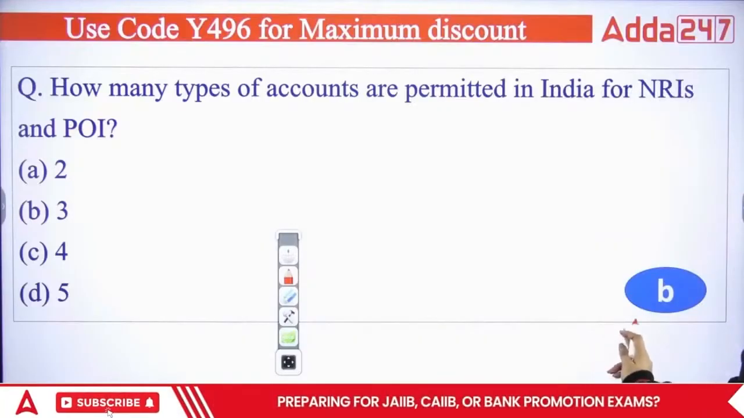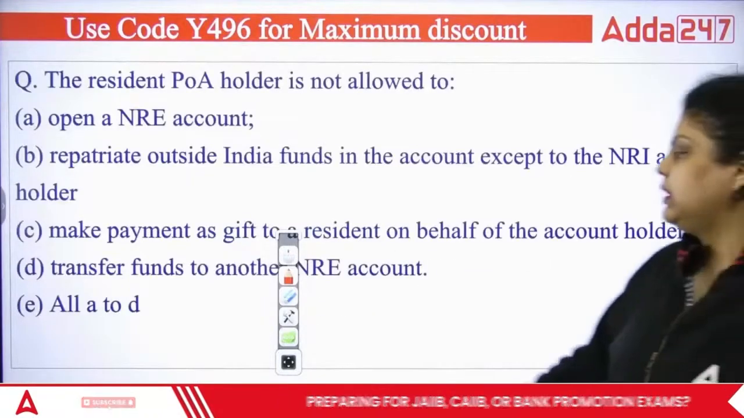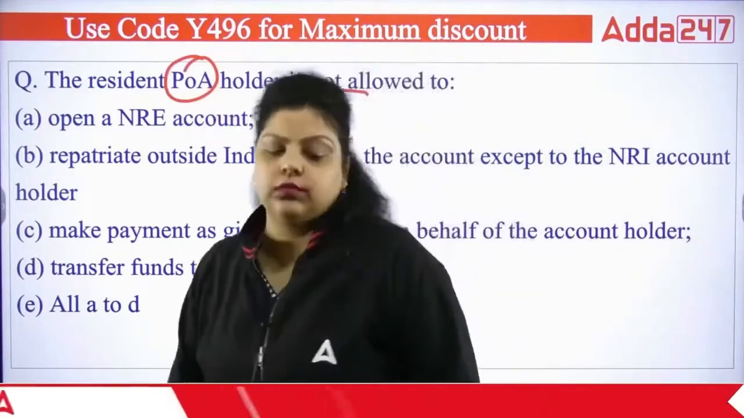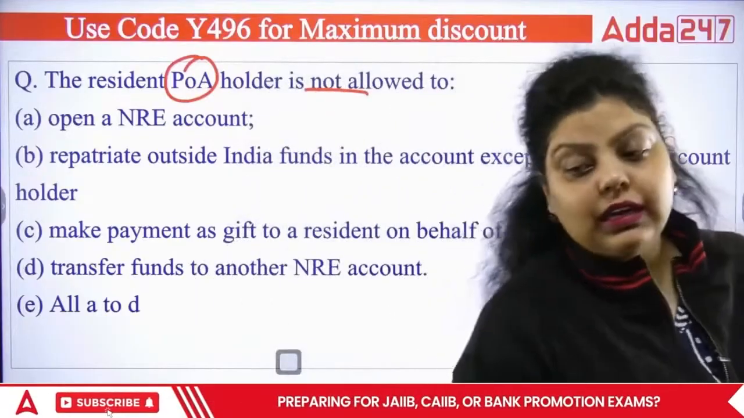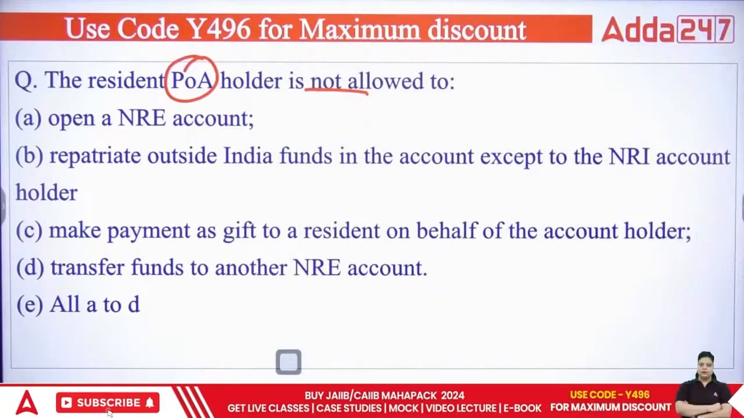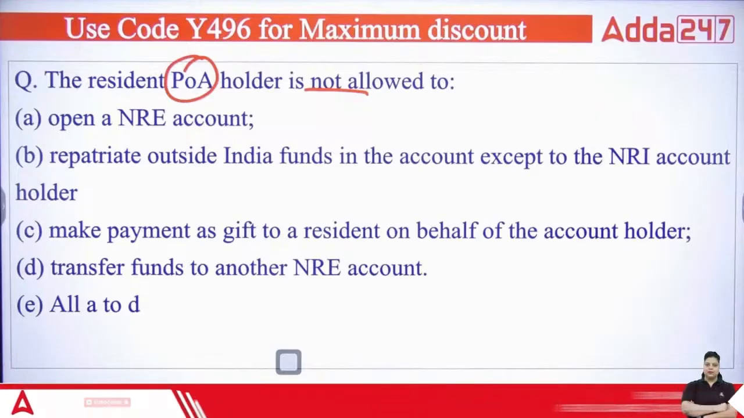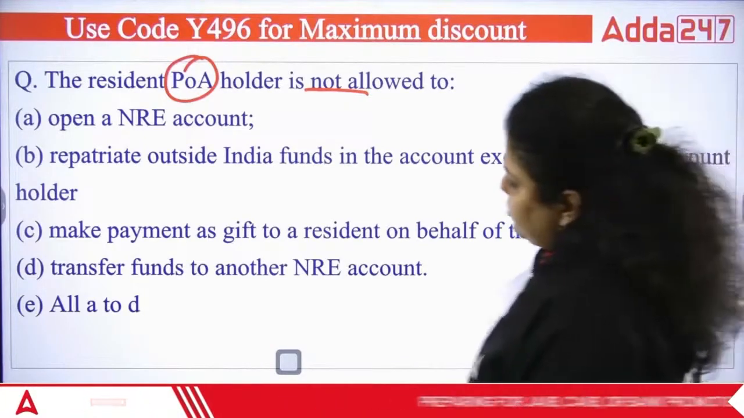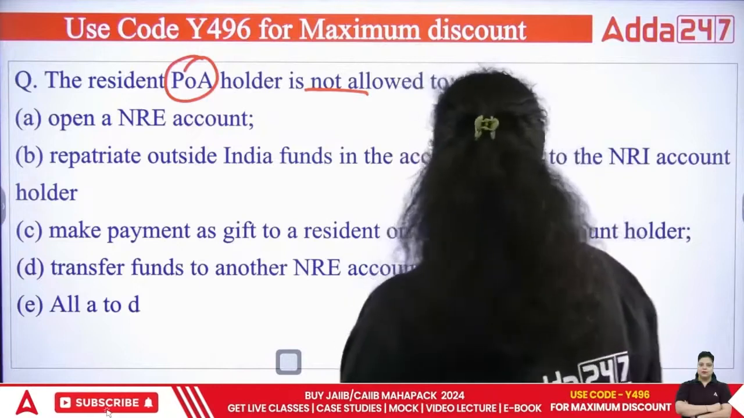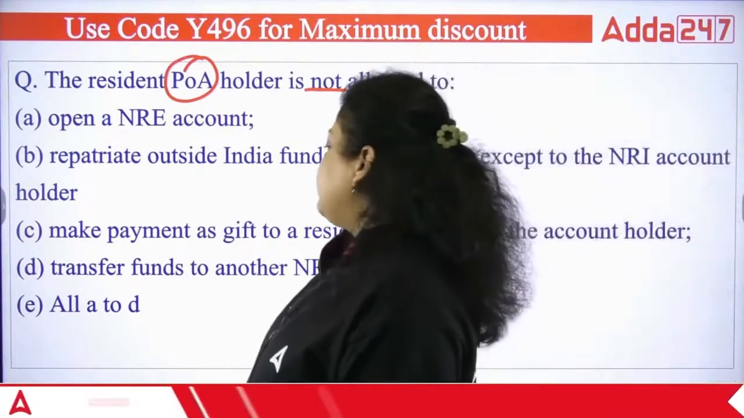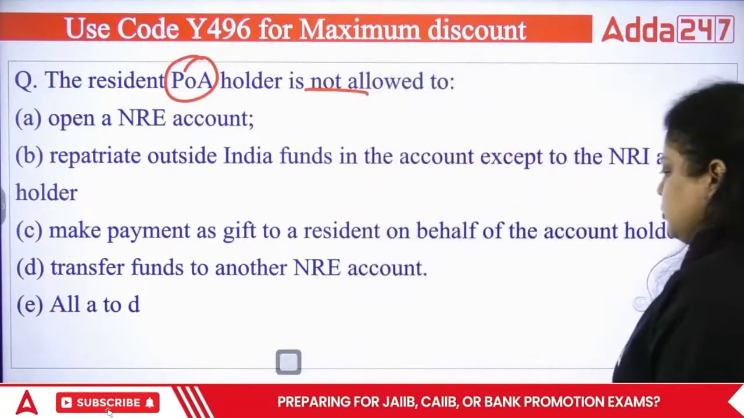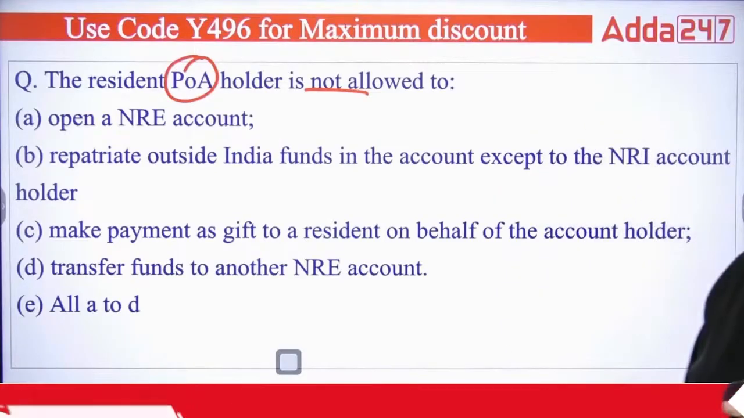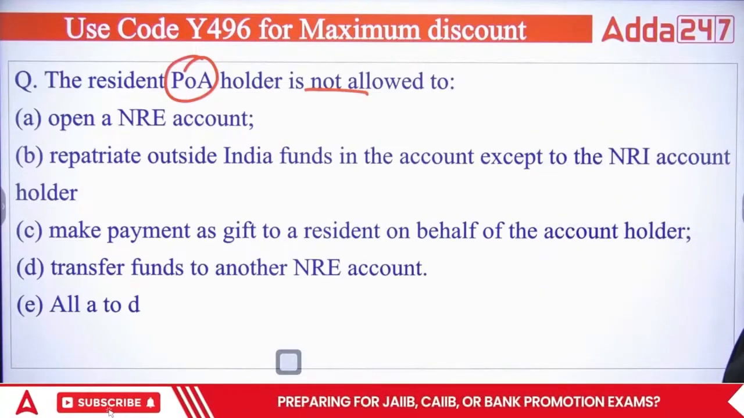Okay. So I guess it is clear. The second question is asking: the resident POA holder is not allowed to do what? The resident power of attorney holder is not allowed to do which of the following things? A, to open an NRE account. B, repatriate outside India the funds in the account except to the NRI account holder. C, make payment as a gift to a resident on behalf of the account holder. D, transfer funds to another NRE account. E, all A to D. Now let me know which of the following is correct.